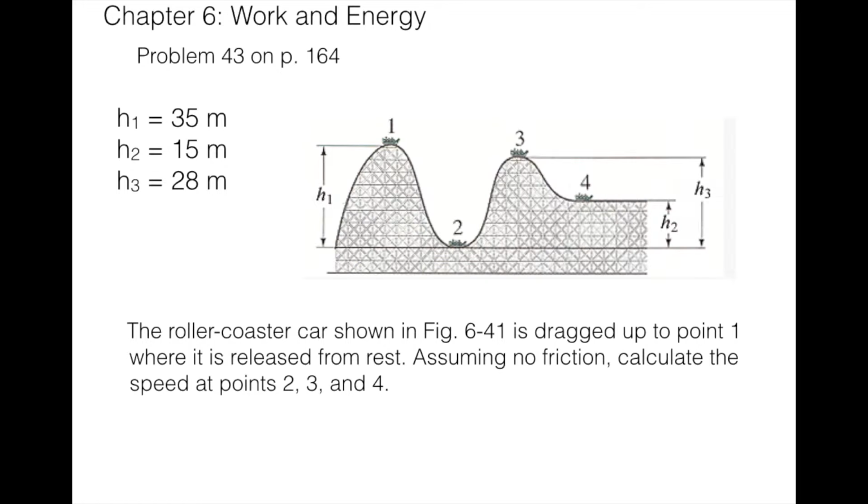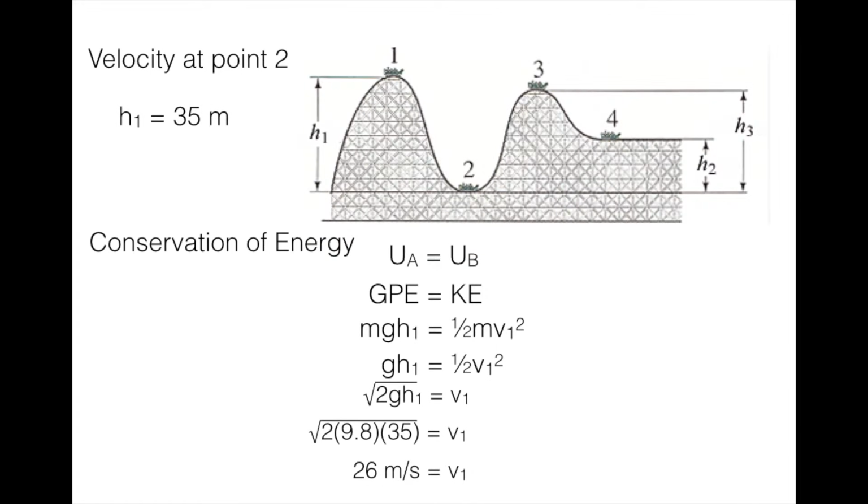So to start off, we're going to solve for the speed at point 2, or the velocity rather. So we know we need h1 because that is the height at point 1 where the car is starting. So we know it's a conservation of energy problem, so we make the statement U_A is equal to U_B. And we know at point 1 the car only has GPE, gravitational potential energy, because it is at rest on top of the hill. But at the bottom at point 2 it'll have kinetic energy. So GPE is equal to KE.